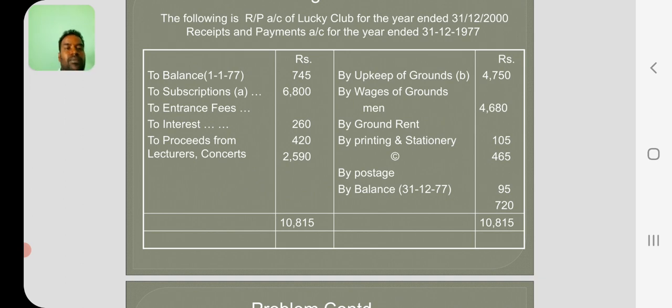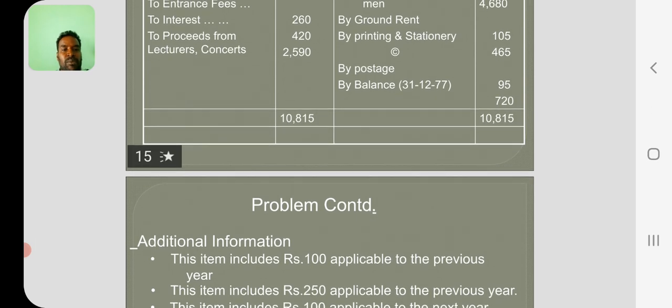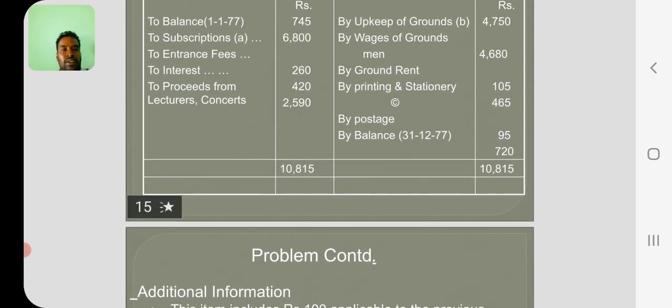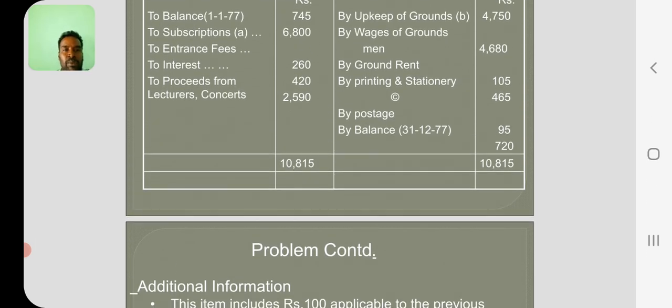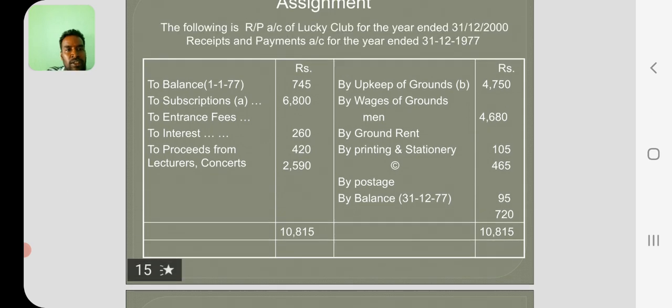Entrance fee, if there is no adjustment, should be recorded in it. It is treated as a revenue item and should be recorded in the income and expenditure account. To interest, it is a revenue item, recorded in the income and expenditure account, 260 as a receipt. To proceeds, meaning receipts from lectures, concerts, 420, 2590.